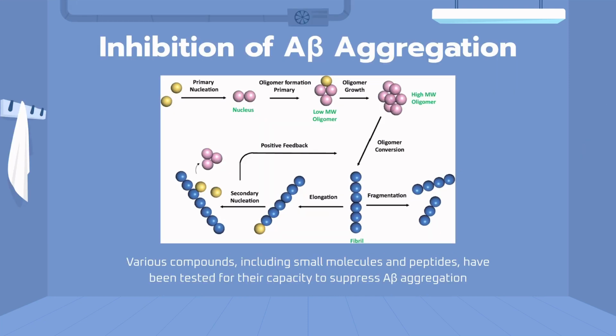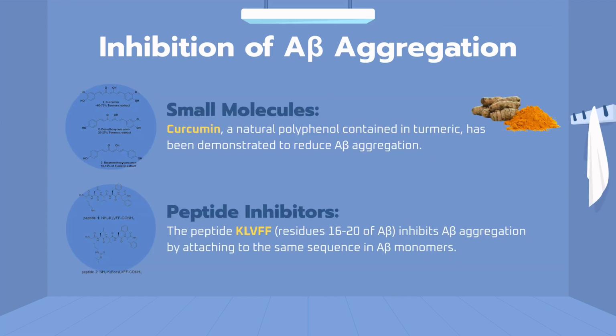Various compounds, including small molecules and peptides, have been tested for the capacity to suppress A-beta aggregation. Here, I present examples of such inhibitors and evaluate them using the THT assay. Small molecules such as curcumin, a natural polyphenol in turmeric, have been demonstrated to reduce A-beta aggregation. Curcumin significantly reduced THT fluorescence in THT experiments, indicating decreased fibril production.